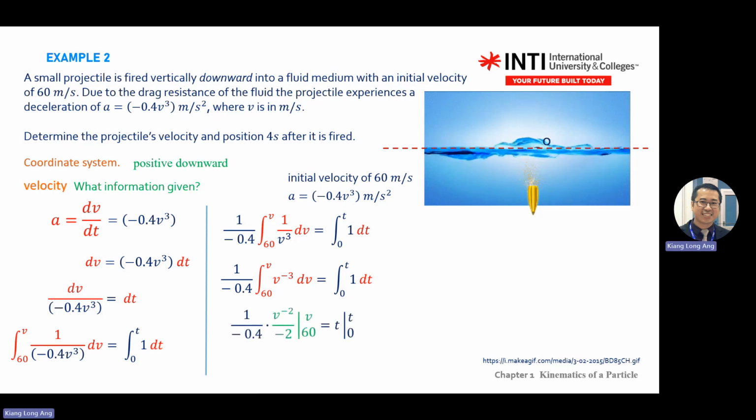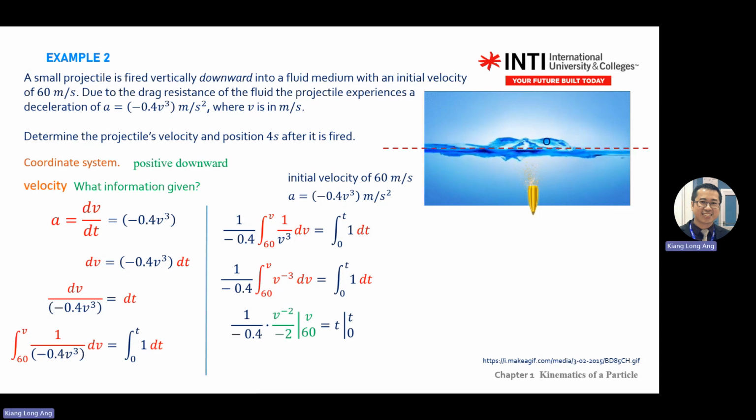When I do the integration procedure, minus 3 plus 1 gives minus 2, divided by minus 3 plus 1, so divided by minus 2. So I get v power minus 2 divided by minus 2. Then I put a stroke here just to remind myself I need to substitute the limits, so v and 60. On the right-hand side it is the same. I put a stroke there to represent that I need to substitute the values later, t and 0.